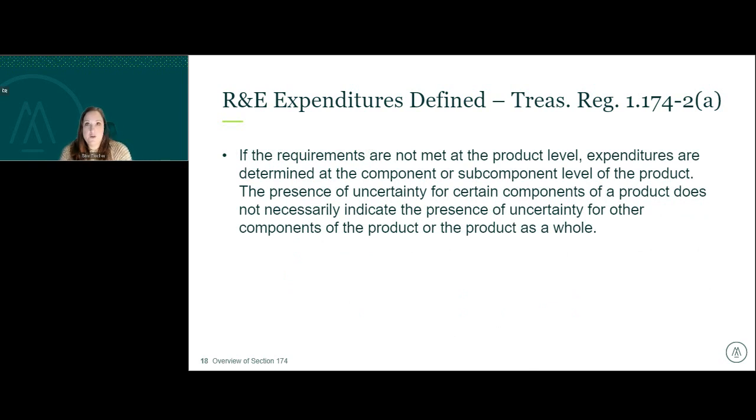And if the requirements are not met at a project level, like the entire piece of equipment, if you buy an off-the-shelf piece of equipment, for example, and then you customize or add modifications to that, the off-the-shelf piece of equipment is likely not considered R&D, but any of those modifications or customizations could be considered R&D under 174. So this is really just getting at, you have to look at it component by component, even if the entire thing doesn't qualify as a whole.